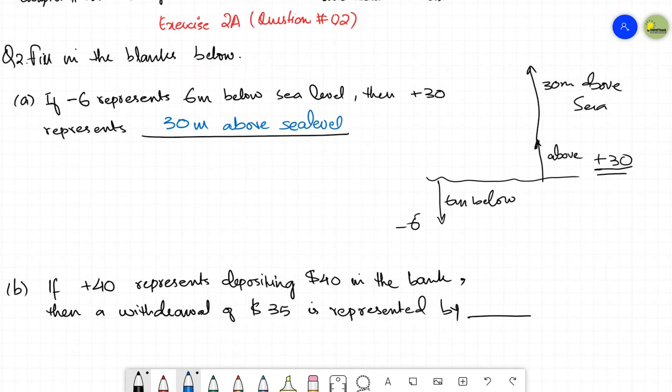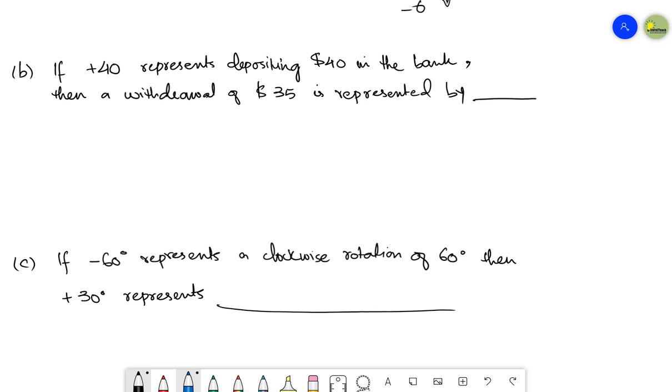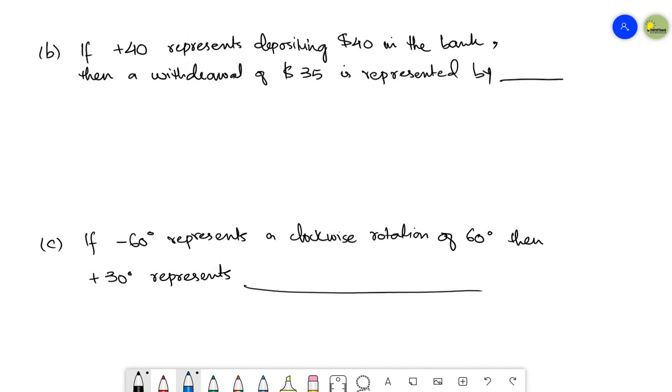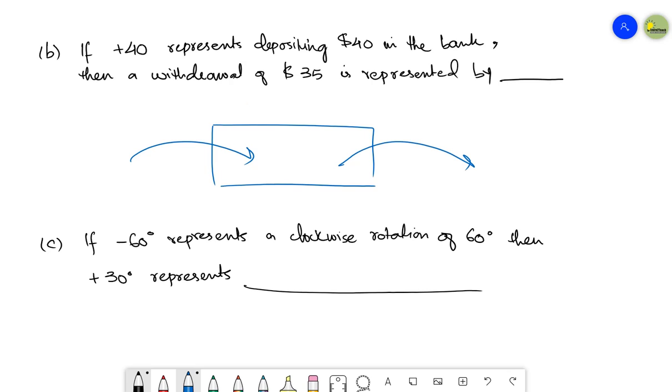Now let's move towards another fill in the blank. In this fill in the blank, it is said that if plus 40 represents depositing $40 in the bank, then a withdrawal of $35 is represented by. First of all, you must know what is meant by depositing and what is meant by withdrawal. Let's suppose this is your bank account, and you need to deposit. Deposit means you are putting something into your bank.